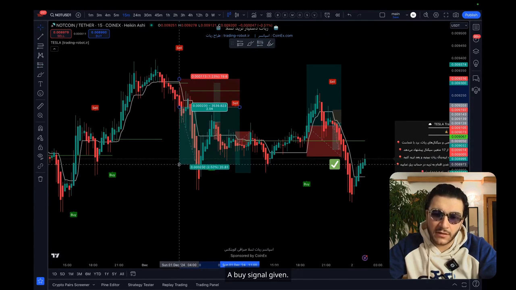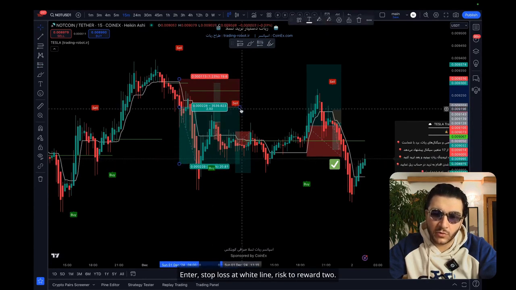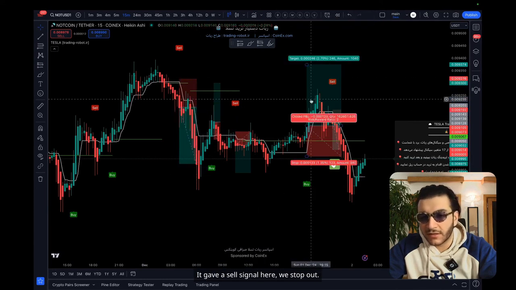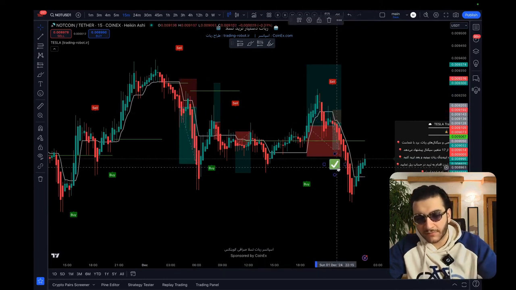A buy signal is given. Enter, with the stop loss at the white line and risk to reward of 2. The same method is used. Set a target. It gave a sell signal here, so we stop out.